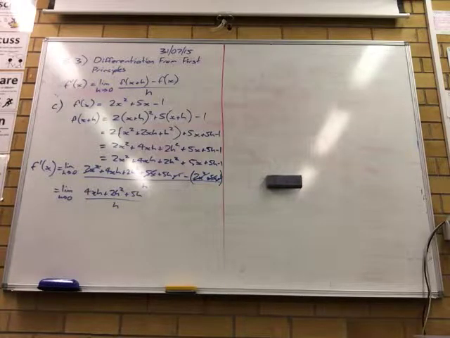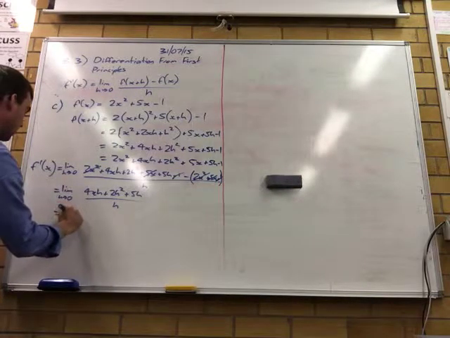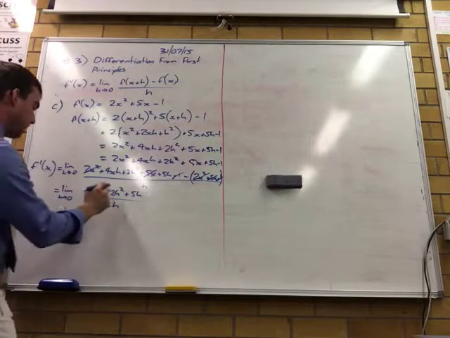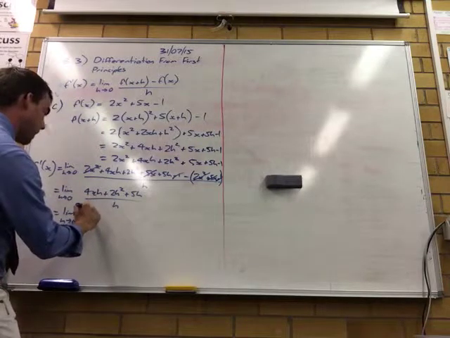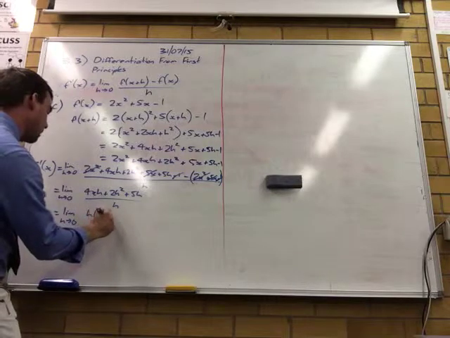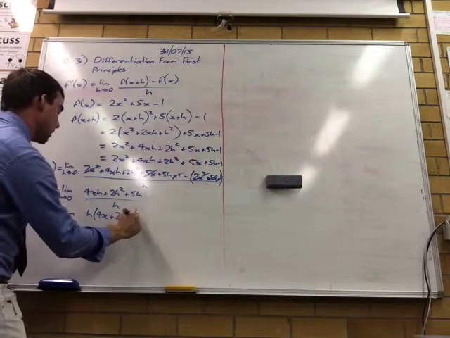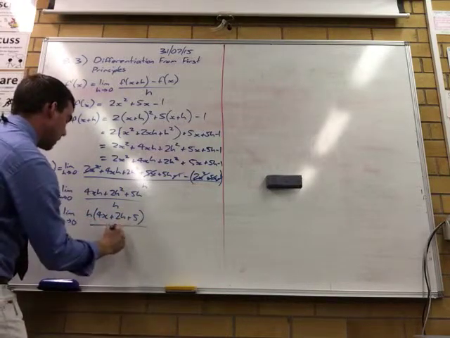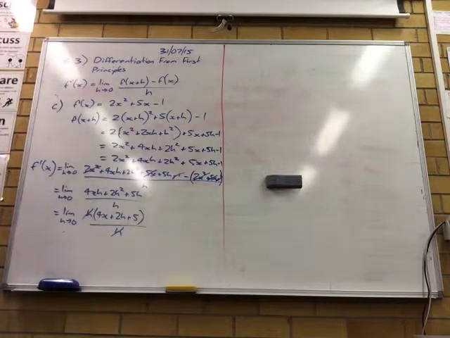So, that's what we're looking for. Everything on top has a factor of h, at least a factor of h in it. Alright, so limit as h goes to 0 of h outside of 4x plus 2h plus 5, all over h. Great, we can now cancel.